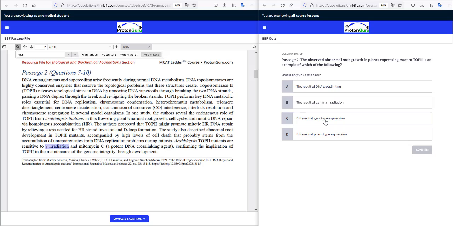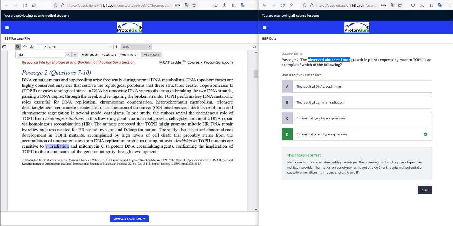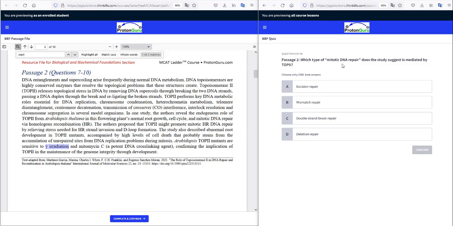There may be a different genotype leading to abnormal root growth, but it's really a phenotype, an observable difference in the appearance of this plant that we're actually observing. So you have to be very careful about what they're asking on the MCAT. Next we have this question: which type of mitotic DNA repair does the study suggest is mediated by top2?